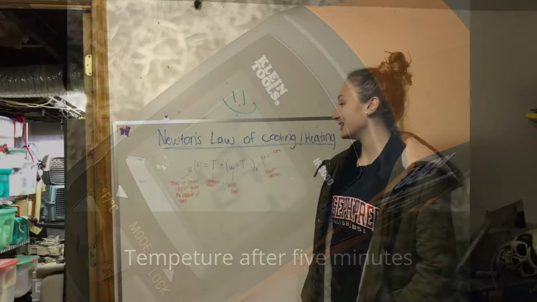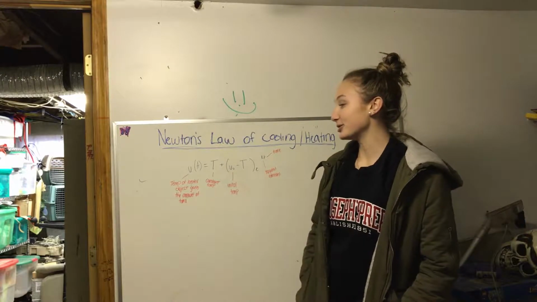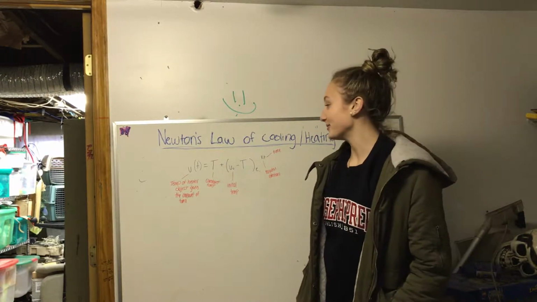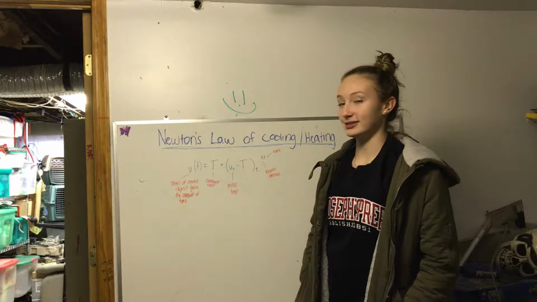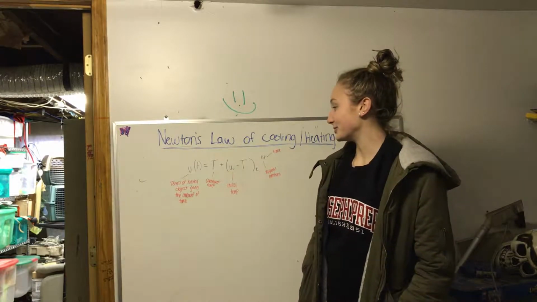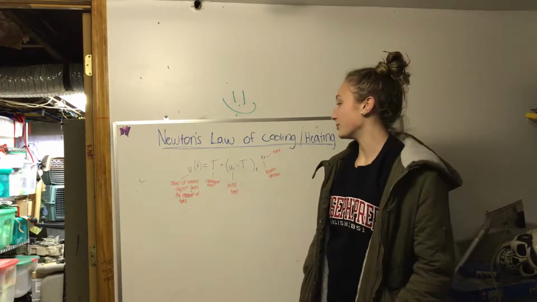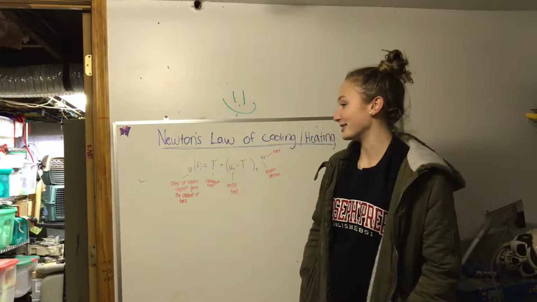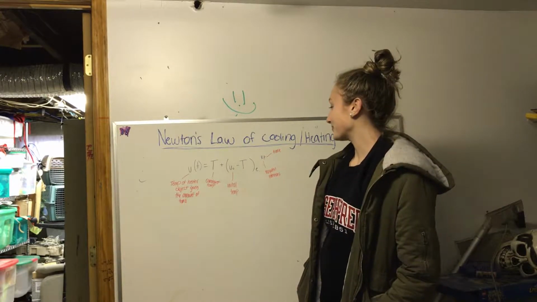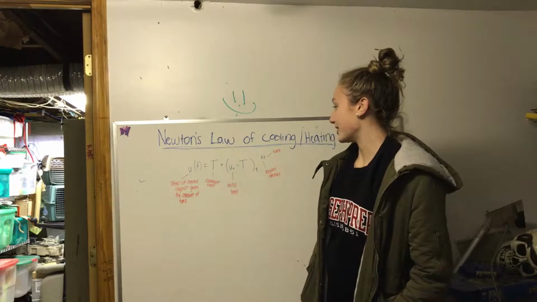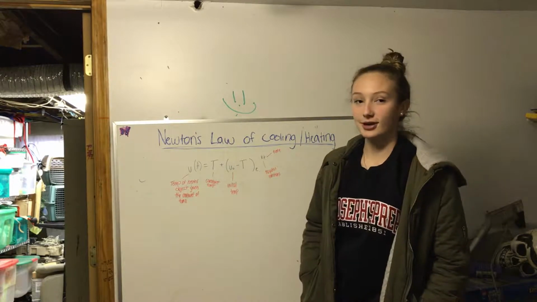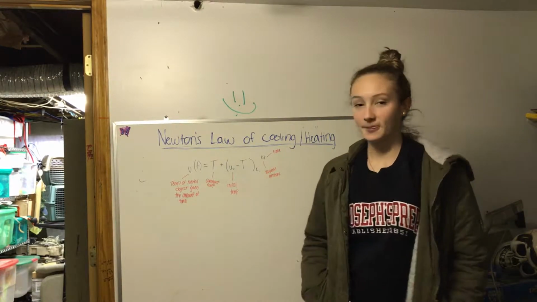Newton's law of cooling is U of T, which is the temperature of the heated object given the amount of time, equals T, which is the constant temperature, plus U subscript 0, which is the initial temperature, minus T again, which is the constant temperature. That's all multiplied by e to the kt. k is the negative constant and t is the time.